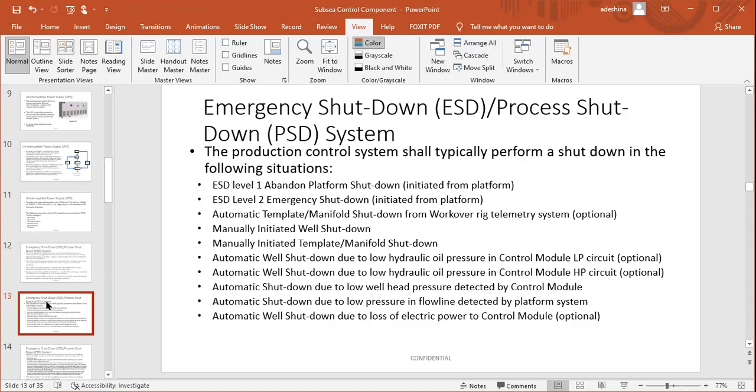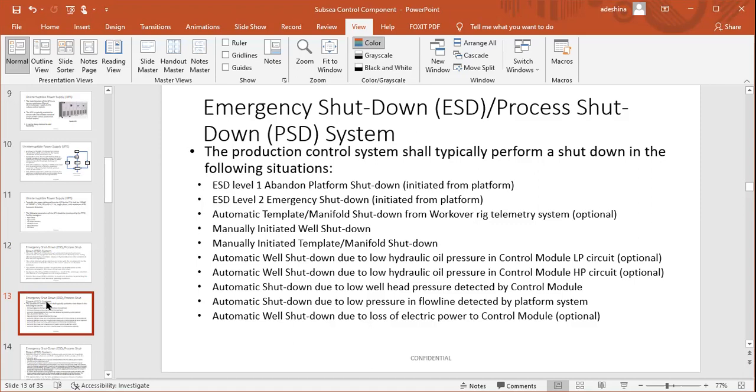Yes, sir. All right. So we also have an automatic well shutdown at low pressure that can be done from our subsea control module, either low pressure or high pressure from the SCM. We also have a well shutdown, automatic shutdown at low well head pressure, also from the SCM. Then we also have an automatic shutdown due to low pressure from flow line detected by platform systems. Then lastly, we have automatic well shutdown due to loss of electric power to control module.